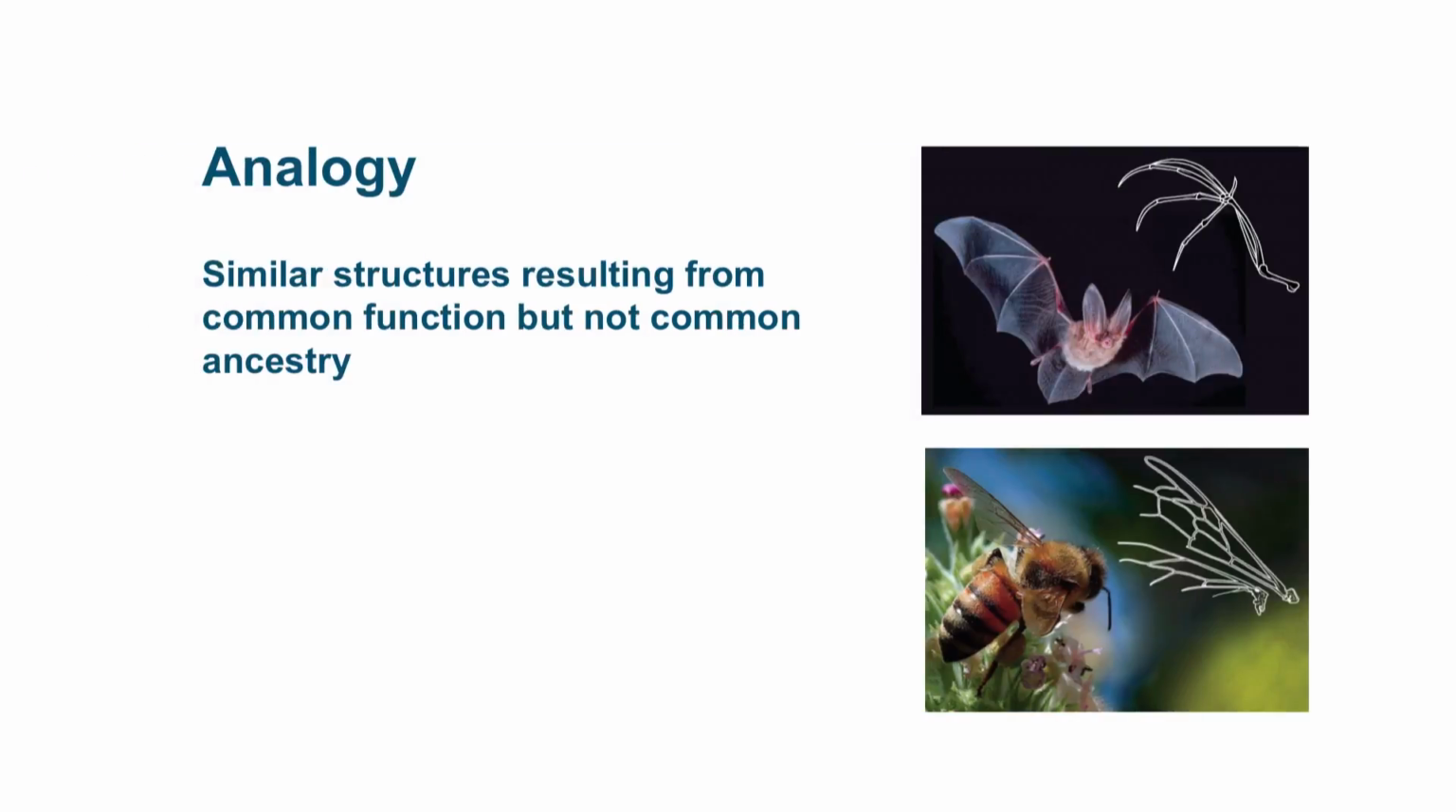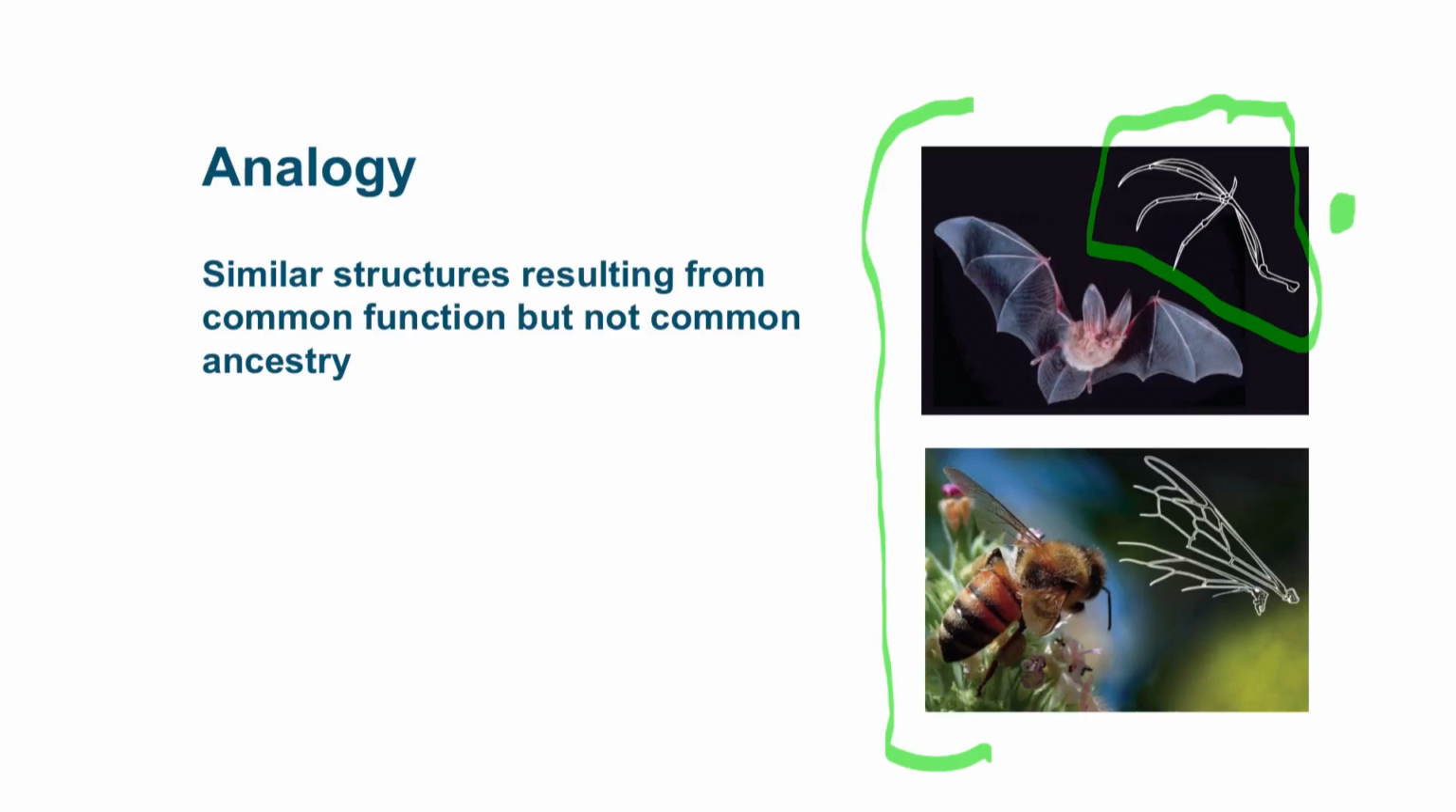Now, analogous structures look the same, but they come from a different ancestry. So they're similar structures that result from a common function, but a different ancestry. Wings in the different animals that have wings are very good examples of this. For instance, here we have a bat, and the bat's wing surface is stretched over the bones of the foreleg. And then we look at this bee here, and there are no bones in the wing at all. And insects are not vertebrates like the bat is. And so the wings of a bat and a bee are analogous structures.